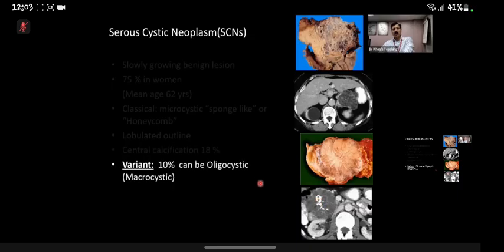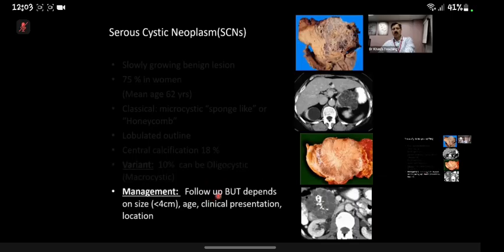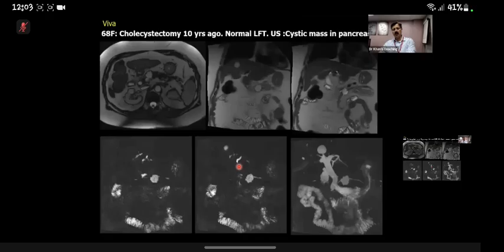The disclaimer is that at times they might be composed of just one or two cysts, and that is what we call the oligocystic type. What is the management? Usually we do follow-up scans for these patients, but of course it all depends on anatomy. If it is more than about 4 centimeters, depending on the clinical presentation and the location, we might do surgery. But remember that there is no malignant potential.